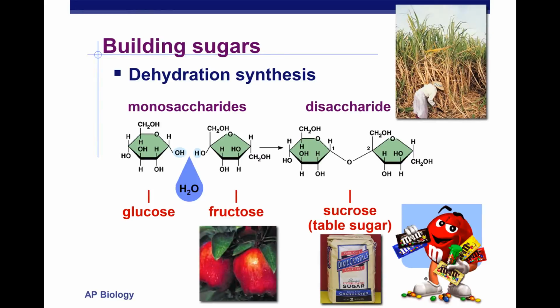Right, so here's an example of another dehydration synthesis reaction where we're starting off with the monosaccharides glucose and fructose, and when we remove that water molecule, we are going to create a linkage between the two, and we're going to end up with the molecule sucrose, which is a disaccharide. And you know sucrose commonly as table sugar.